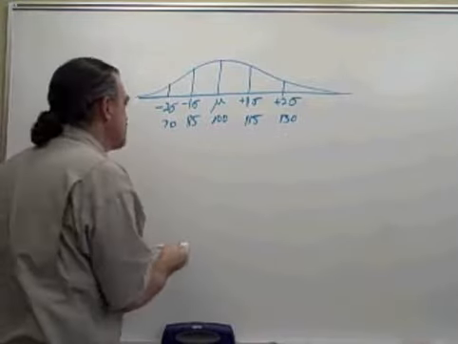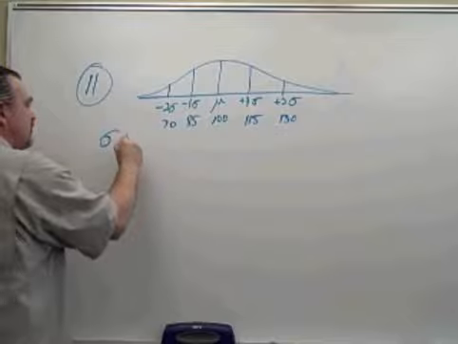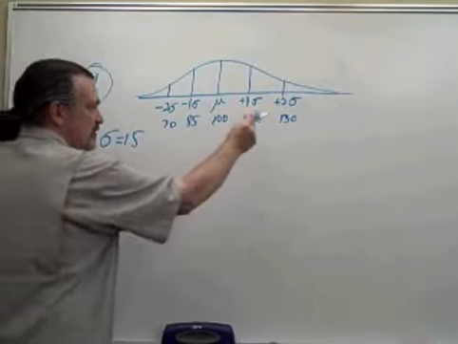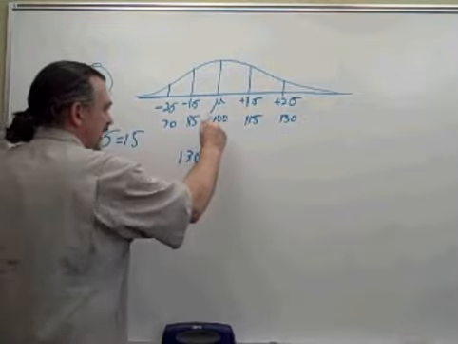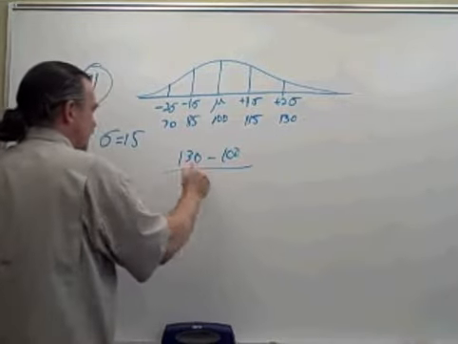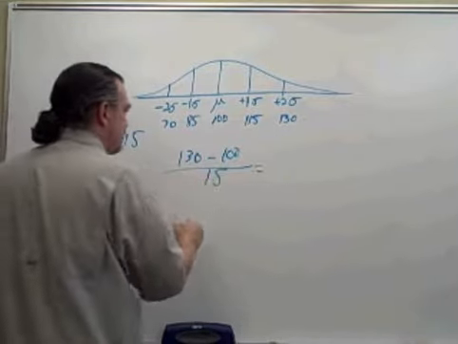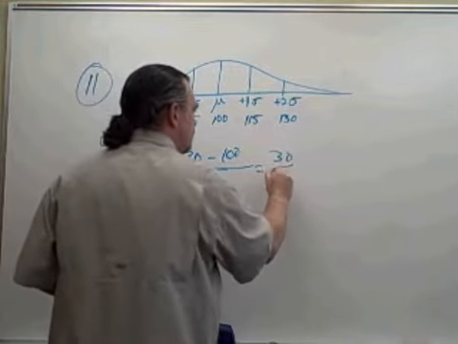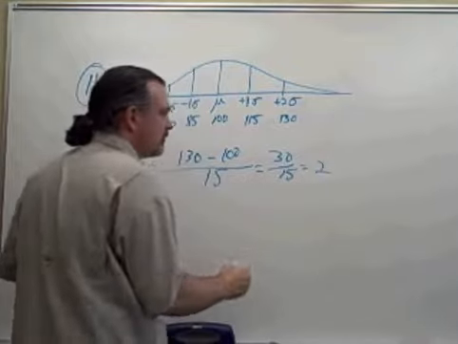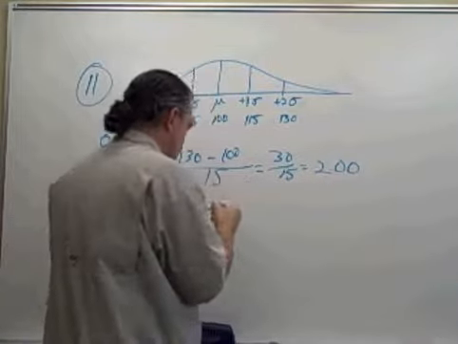So if we find the z-score, remember the standard deviation here was 15, so the z-score there would be 130 minus the mean of 100 divided by the standard deviation of 15. That's the z-score. So that's 30 divided by 15, which is 2. So the z-score is 2.